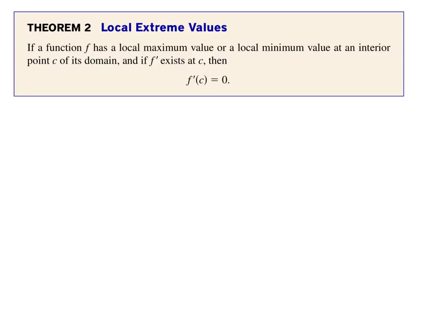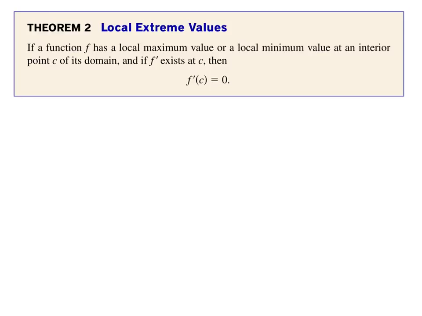So local extreme values are defined this way: if a function f has a local maximum value or a local minimum value at an interior point, and the derivative of f exists at c, then the derivative of f at c is equal to 0. We showed that in the graph before. That's how we find those local minimums and local maximums. So whenever we're asked to find those, we'll just take the derivative, set it equal to 0, and solve.